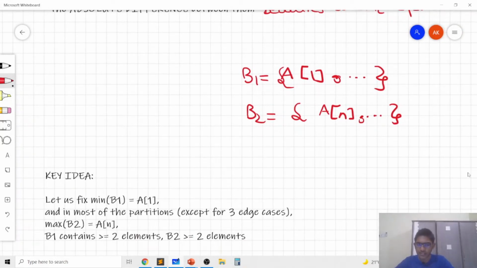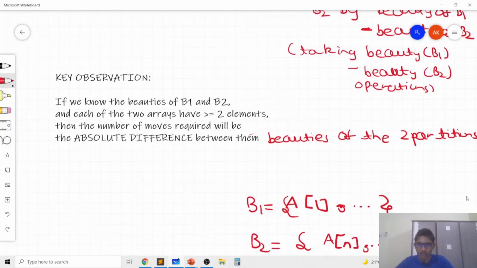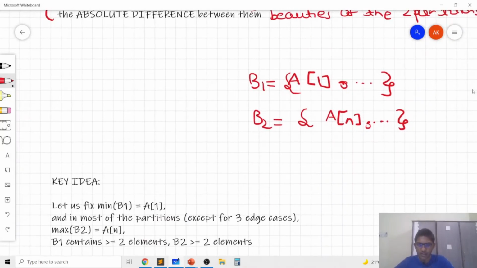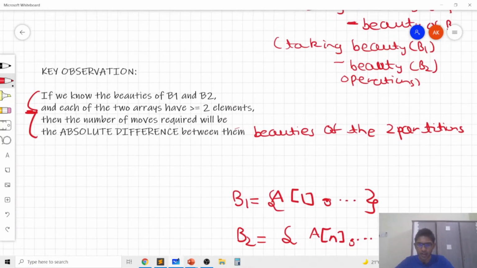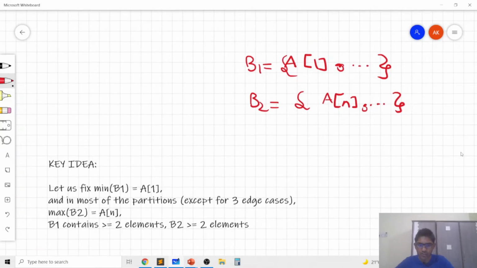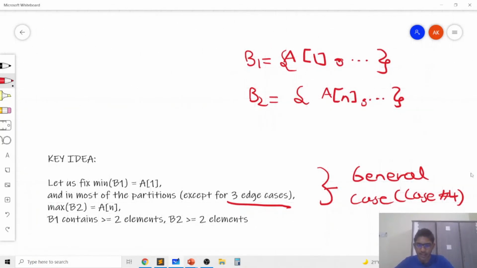Now further, let's assume that B1 contains greater than or equal to 2 elements and B2 contains greater than or equal to 2 elements. That's because only then can we use this key observation. Otherwise, there'll be edge cases which we'll need to handle separately using the property of the median, which I explained in the examples. So this is the general case, which is case number 4. Now I'll be dealing with the 3 edge cases where this general condition is not met. So let's dive into that, and then I'll explain what we can use to solve the general case.